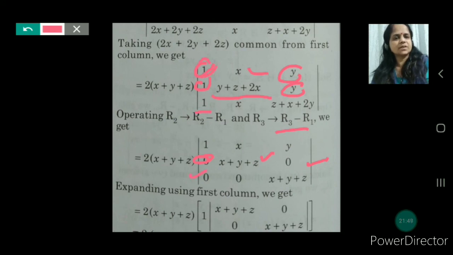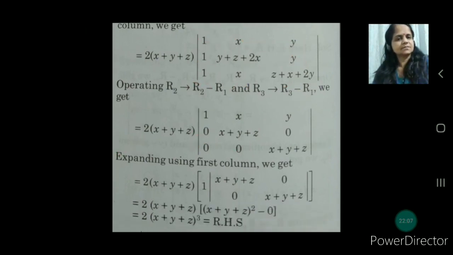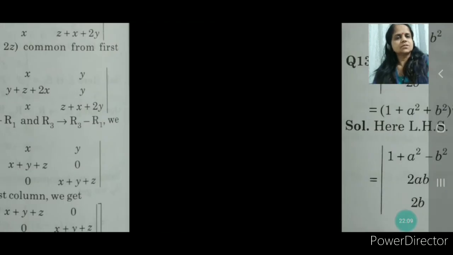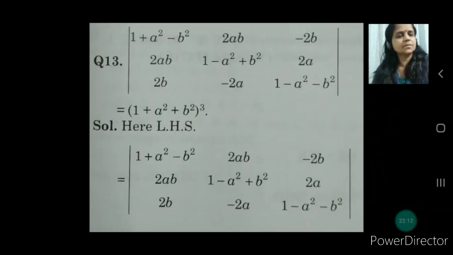r3 minus r1. So 1 minus 1, you will get 0. It's x, and in r1 it is also x, so you will get 0. Here it is z plus x plus 2y minus y, so you will get x plus y plus z. Now expanding using the first column, you will get the answer. Okay, now move to the next question.